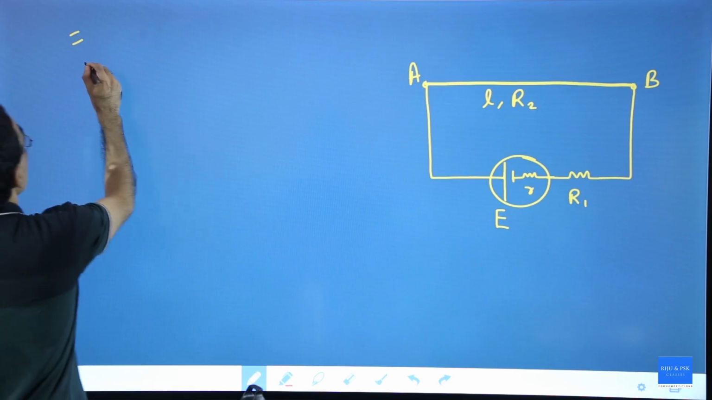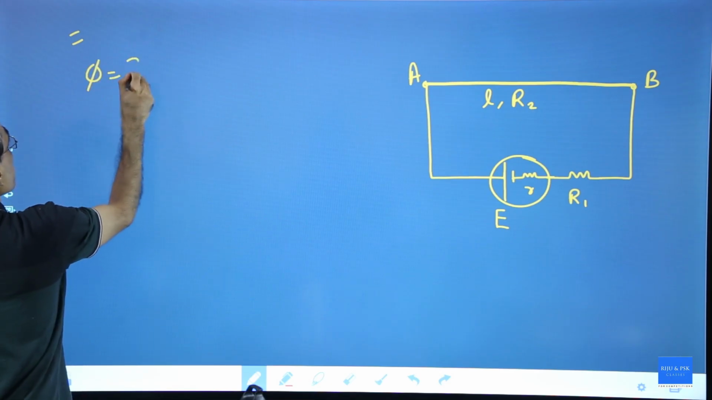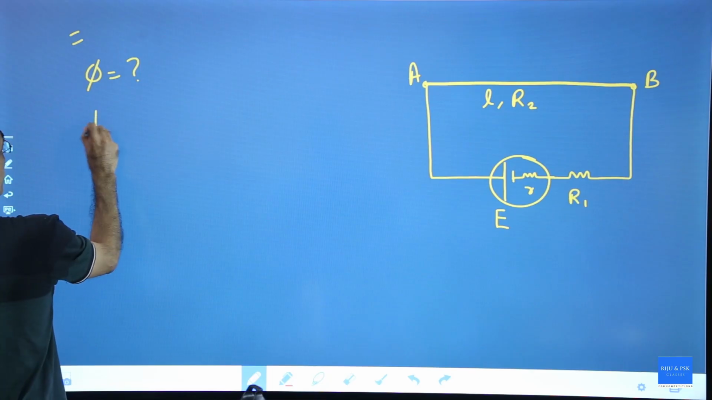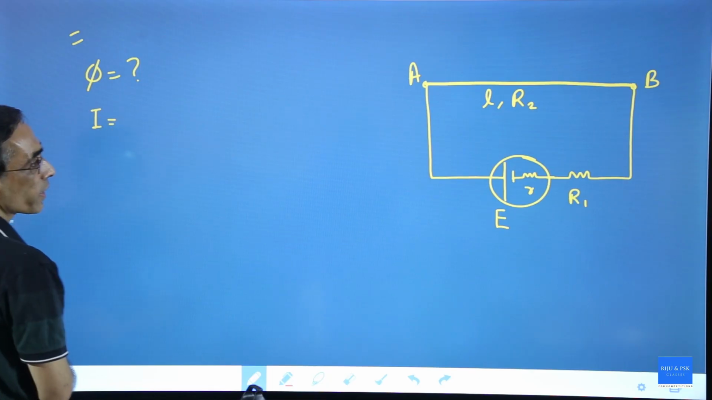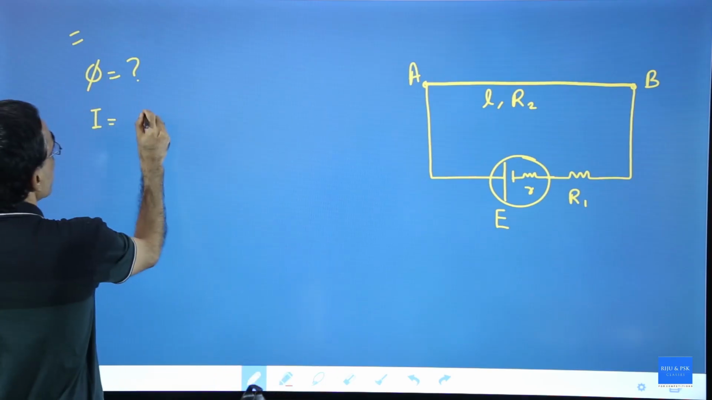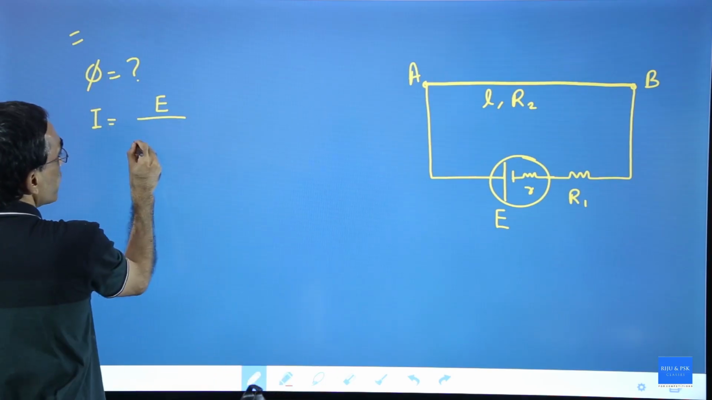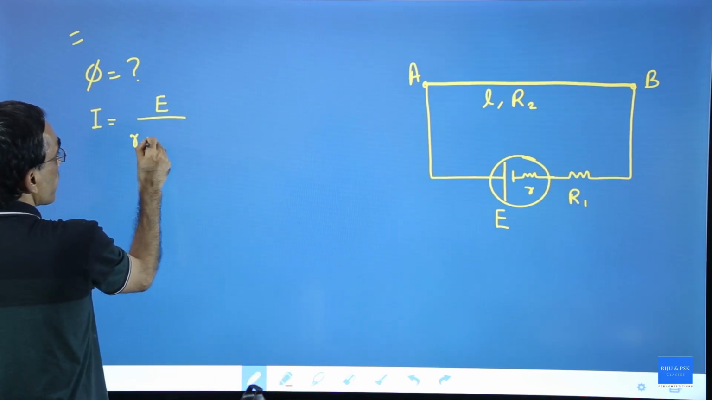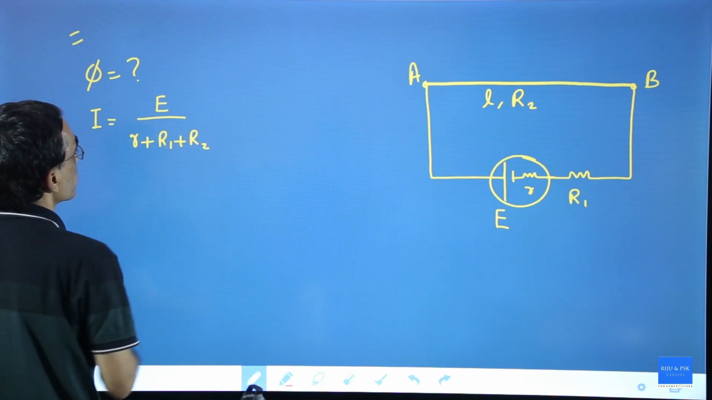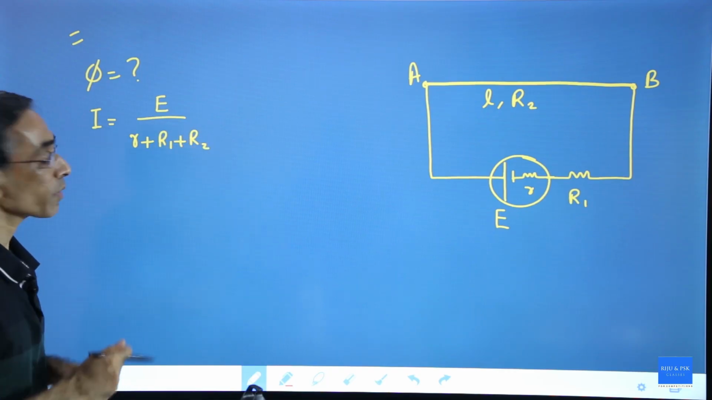What is the potential gradient? First of all, calculate the current in the wire. What is the current in the wire? There is only one EMF source, but there are 3 resistors. So what is the current? That is E divided by R internal plus R1 plus R2. E by R plus R1 plus R2.